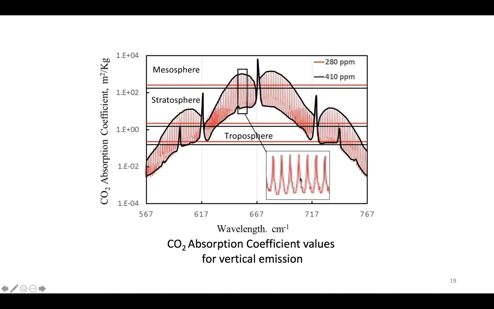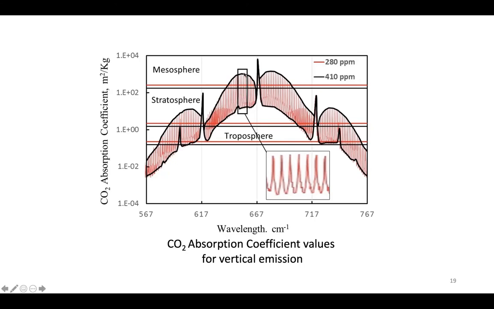The reason I've done that is you can see that the peaks are much more narrow than the space between them. And so the absorption coefficient values in the valleys down below are far more important than the values in the peaks in controlling emission to space, because they just cover a larger part of the spectrum.